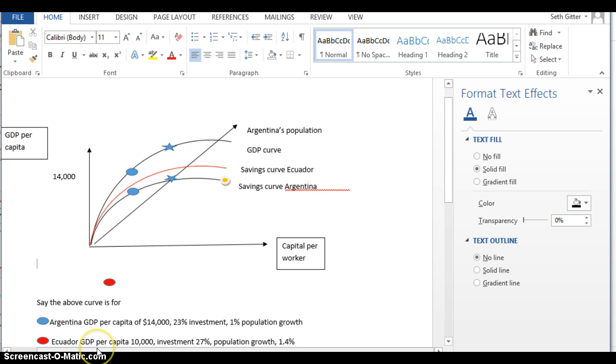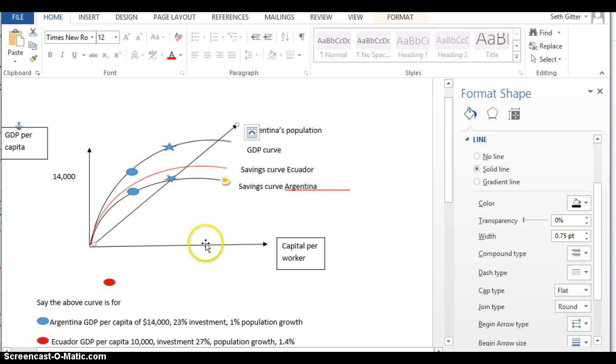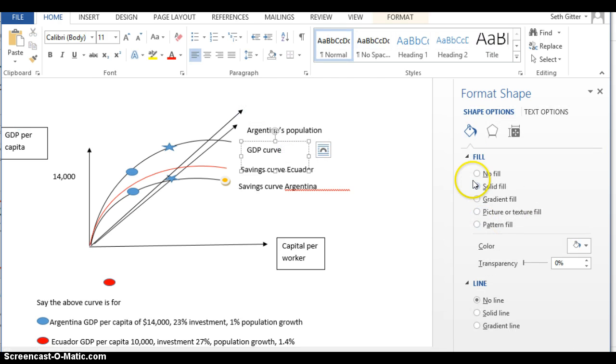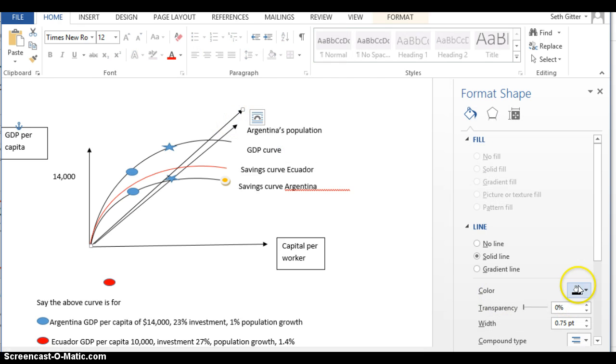Now the next thing we notice is that Ecuador has a higher population growth rate. So when we draw the population growth rate curves, we're going to want to make it steeper. So let's make this steeper. And again, let's turn this curve red so that we can indicate that it's for Ecuador.